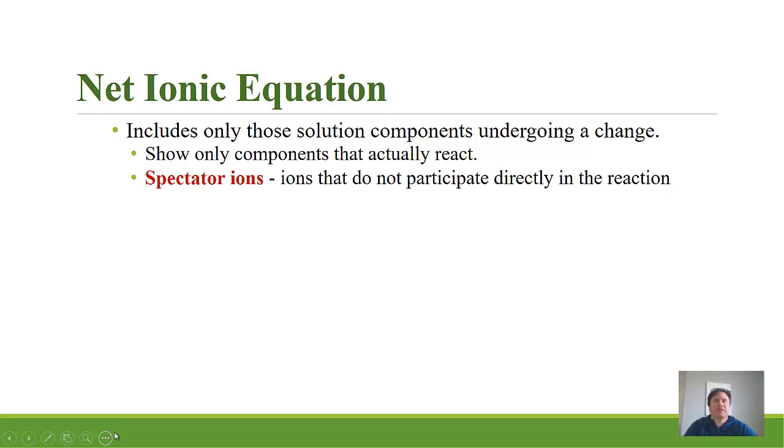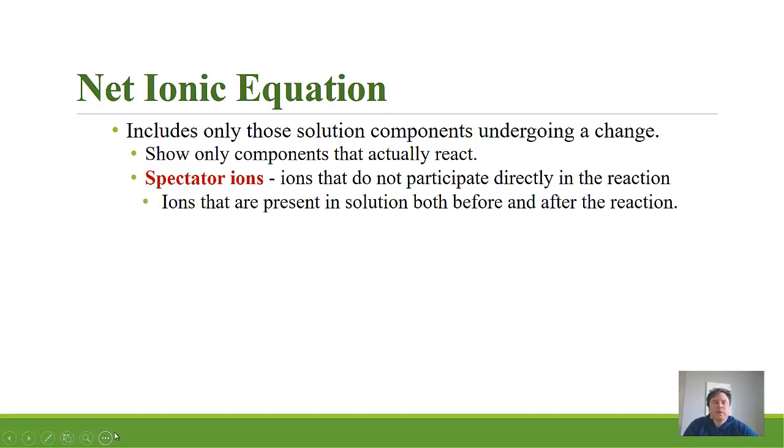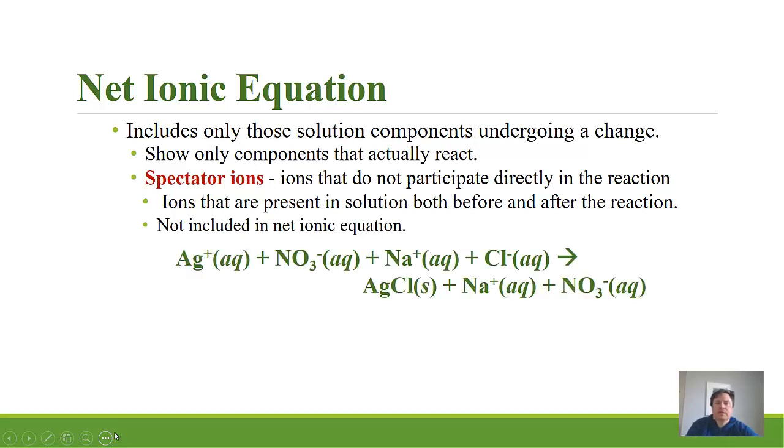Think about spectators in a sporting event. They sit on the side, they don't affect the game at all. We can get rid of them and we'd still have the game going on. Well, that's what spectators in a net ionic equation are like. They don't affect it, so we can get rid of them. So spectator ions, we can define as ions that are present in the solution both before and after the reaction. Since they don't change, we take them out. They're not included in net ionic.